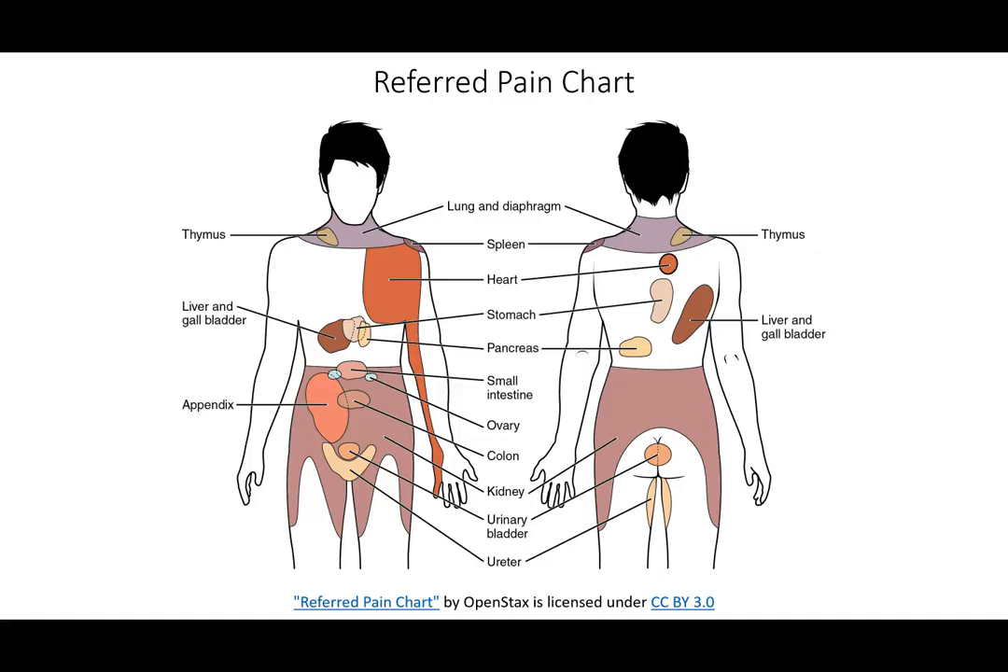And at this point in time, we're actually not entirely sure what causes this referred pain, but the most likely explanation, based on what we know, is that the sensory fibers of the autonomic nervous system, of that visceral portion, actually enter at the same level of the spinal cord as the somatosensory fibers of the referred pain location.